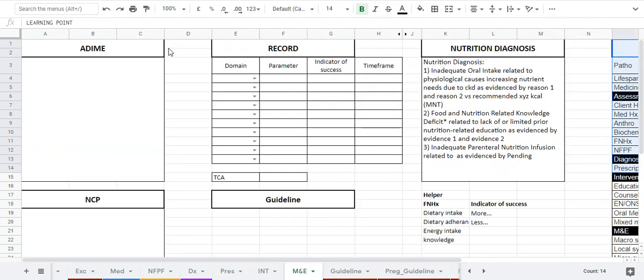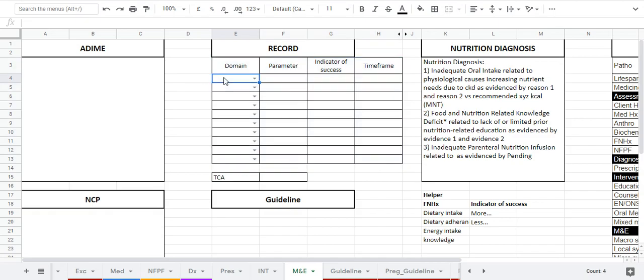Now, before we proceed, please remember that this tool is only meant to help us with the documentation purpose and calculations, but not actually replace us for the critical thinking process. Now let's have a look. Say this is the usual table that we would use to show our monitoring and evaluation in a case presentation.